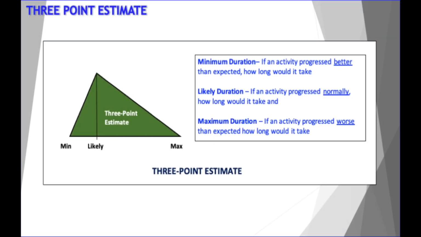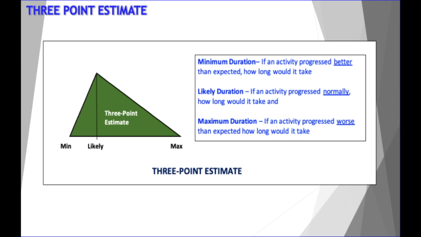If you look at the diagram, you will see the 3 points: minimum duration. If an activity progressed better than expected, how long would it take? Likely duration. If an activity progressed normally, how long would it take? And maximum duration. If an activity progressed worse than expected, how long would it take?